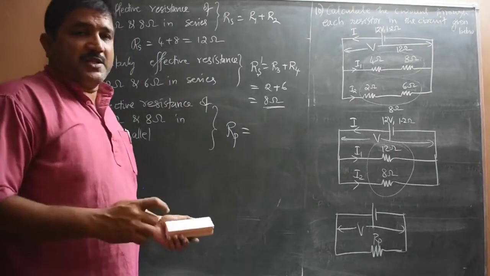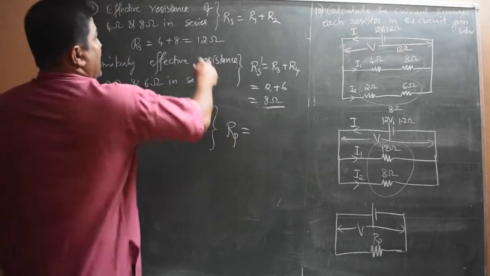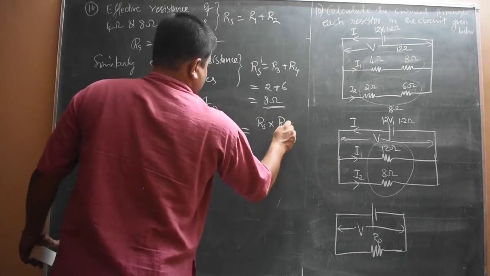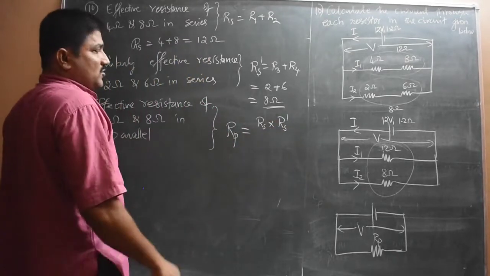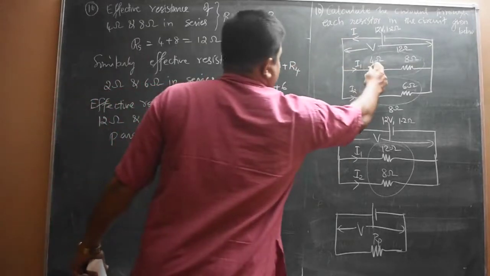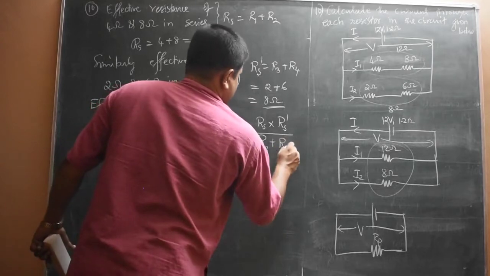The formula for two resistors in parallel is R1 into R2 divided by R1 plus R2. But we have here Rs and Rs dash. So we'll substitute Rs into Rs dash, or we can also write R1 R2 divided by R1 plus R2, but we have taken R1 R2 for these resistors. So Rs plus Rs dash.